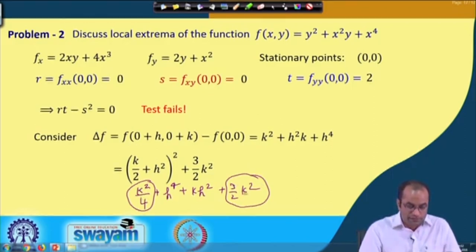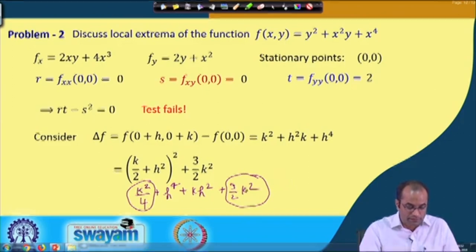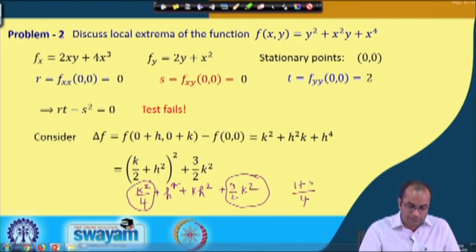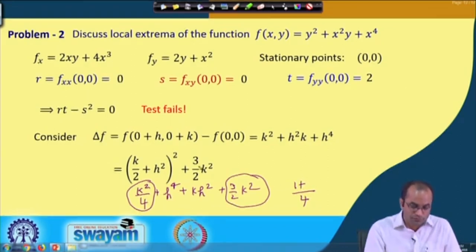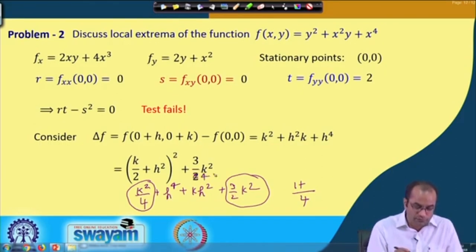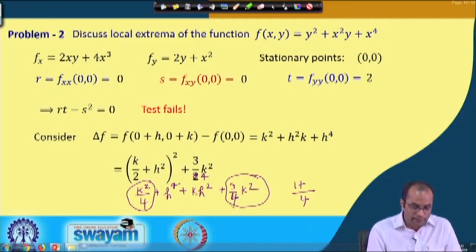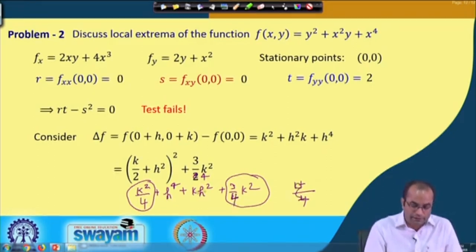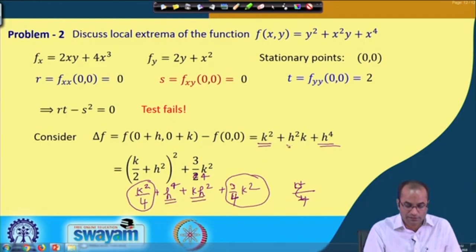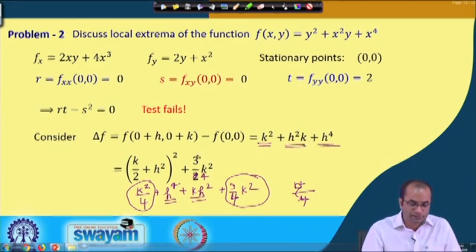So, here we can combine these two terms to get 4 and then 1 there, and this would be 3 by 4. So, this is here 3 by 4 instead of 2, we have the 4 there. So, 3 by 4, and this 1 by 4 will make exactly this k square there, and we have h 4, and we have k into h square. So, this is just 3 by 4 k square there.